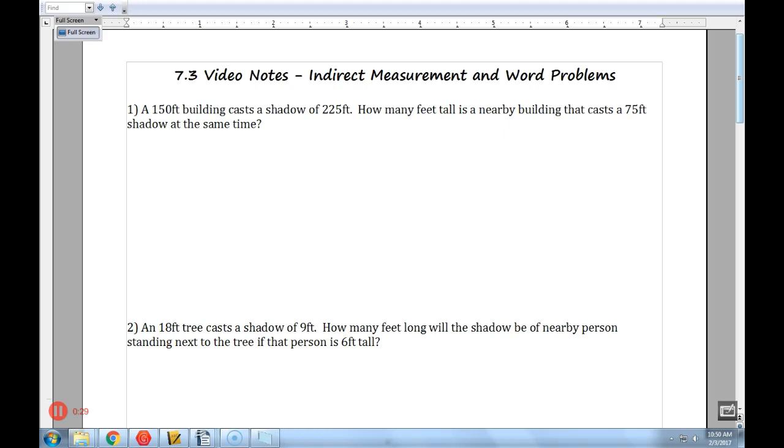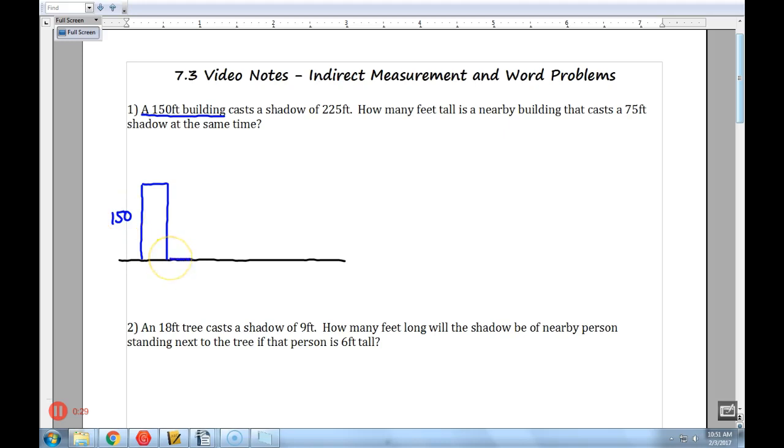It says a 150-foot tall building casts a shadow of 225 feet. How many feet tall is a nearby building that casts a 75-foot shadow? So basically you're going to draw the ground, and I'm going to do the first building here in blue. So 150-foot tall building, and don't waste a lot of time on your drawing, just kind of put a building like that. So that's 150 feet tall.